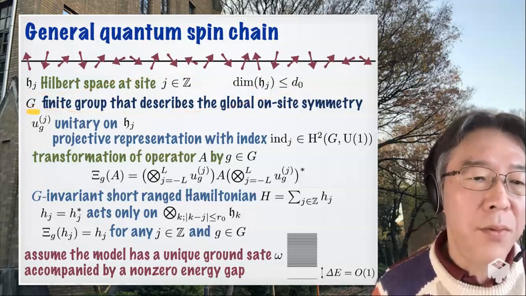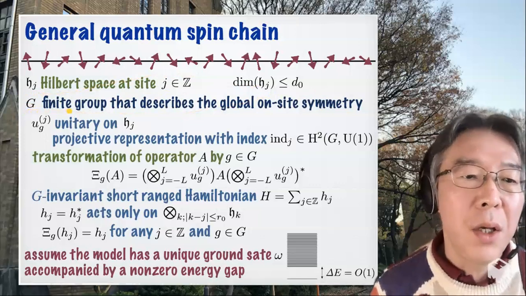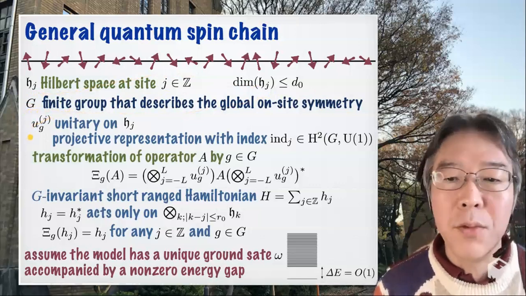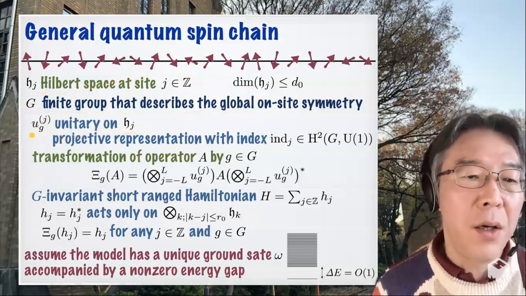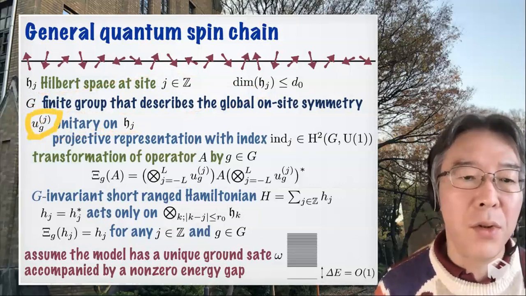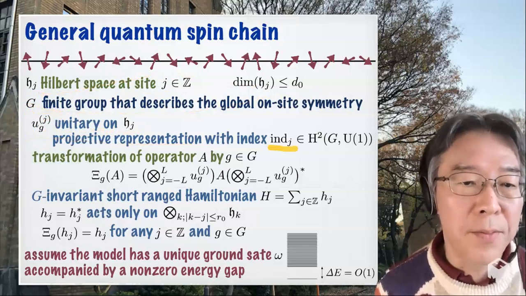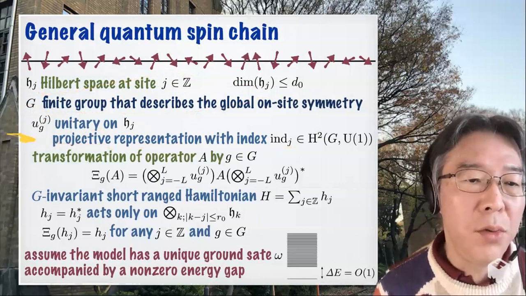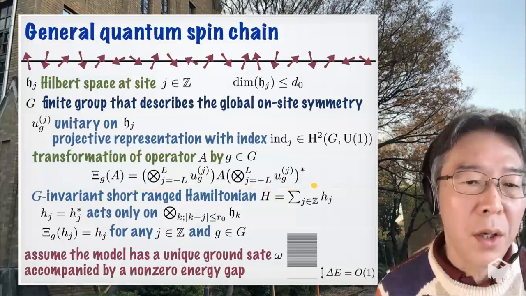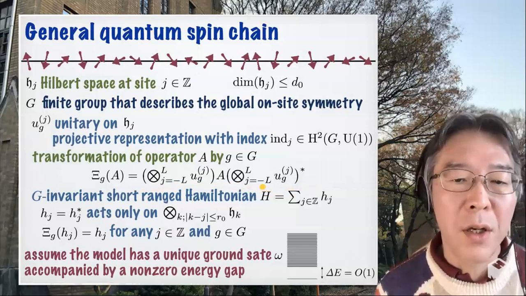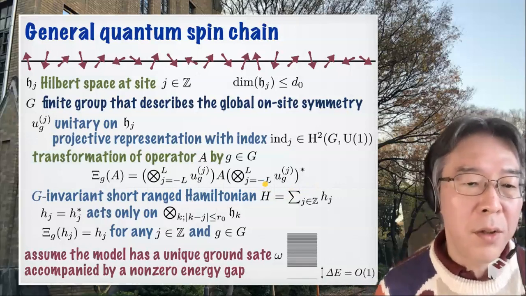Let G be a finite group that describes the global on-site symmetry of the model. And now we assume that on each Hilbert space Hj, we have a projective representation UGj, and its index is lowercase ingj. Of course, with this U, you can transform any operator in the usual manner, where this L is a sufficiently large quantity so that the support of A is within minus L and L.